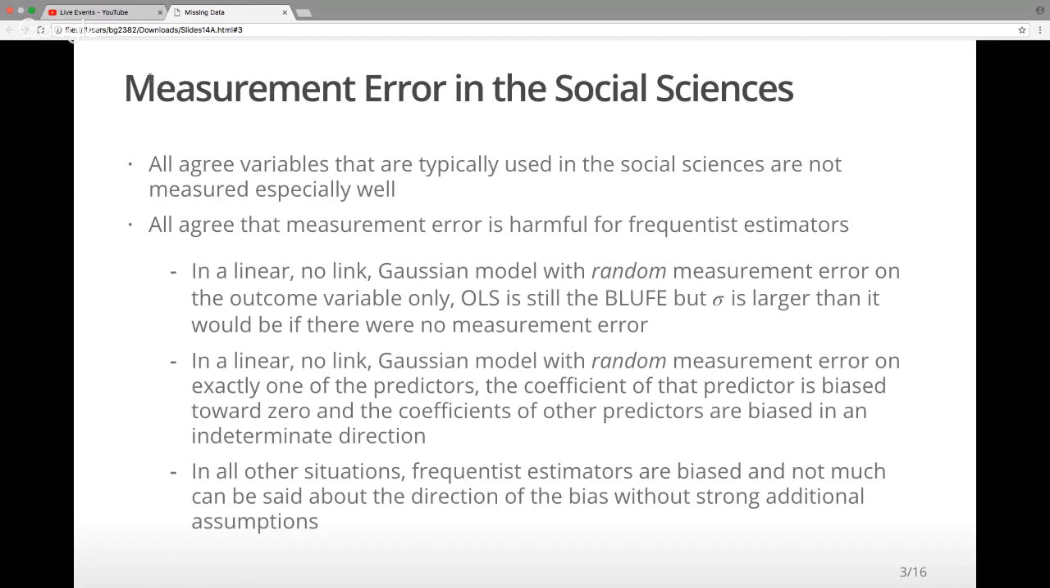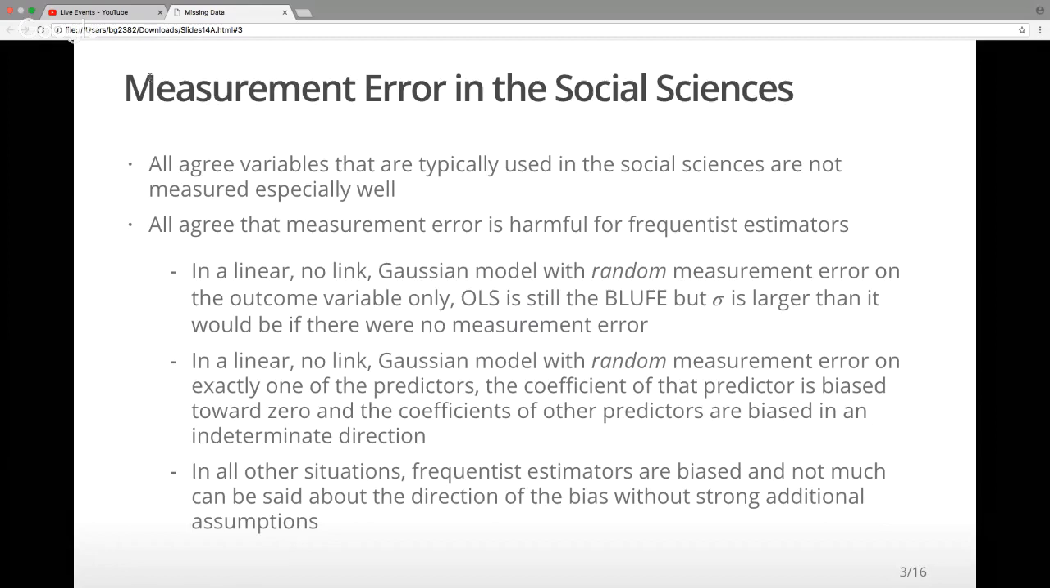And so the true sigma is larger than it would be if there were no measurement error. But the estimates of the coefficients and the estimates of sigma are still unbiased, and it's the unbiased linear estimator with the smallest variance across data sets.